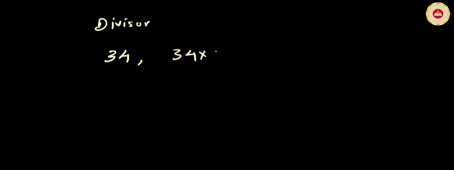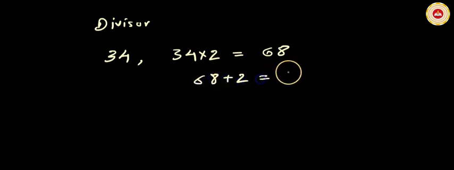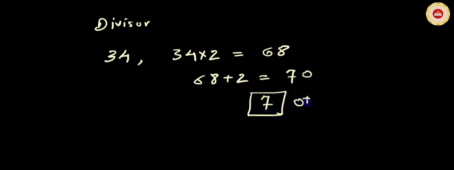34 multiplied by 2 gives us 68. Now we have 8 in the units place. Now to this 68 add 2, you get 70. Correct? Neglect this 0 and write 7 only. This 7 is positive osculator for given divisor 34.